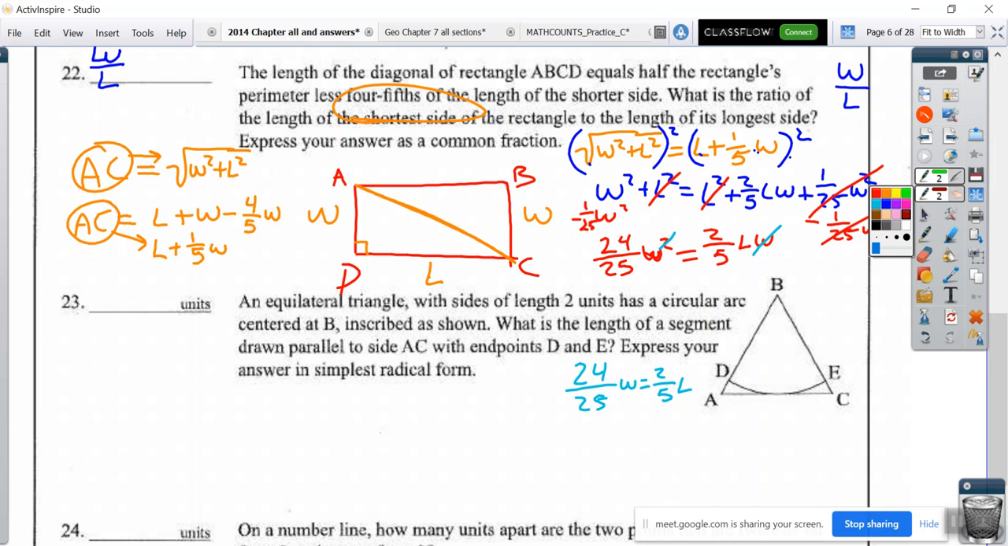Do you guys like the fractions? So let's get rid of the fractions. What can we multiply both sides by to get rid of the fractions? 25. Let's multiply everything by 25. So that cancels out, so we get 24W. And then 5 goes into 25 5 times. So 2 times 5 is? 10. All right.